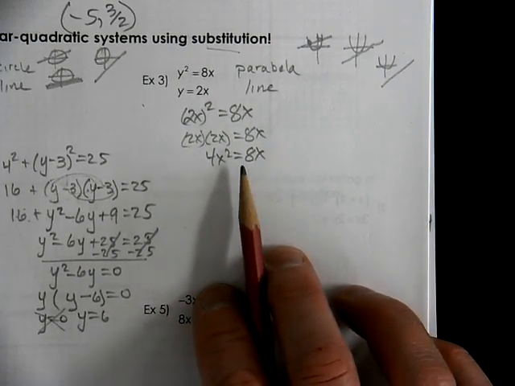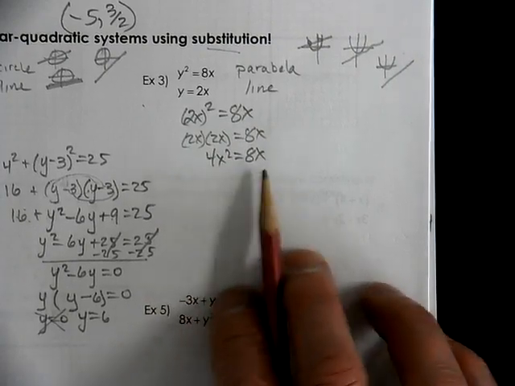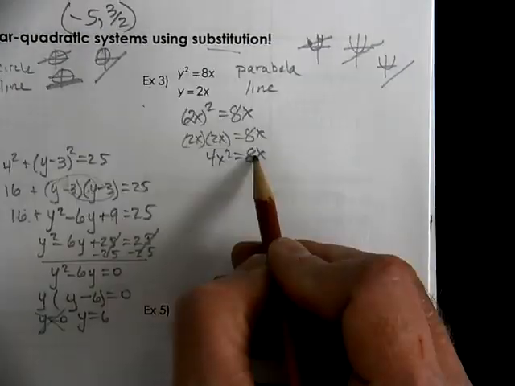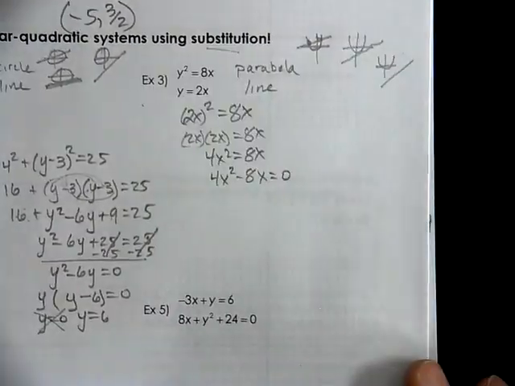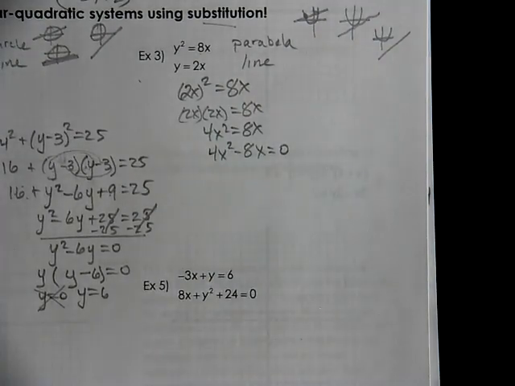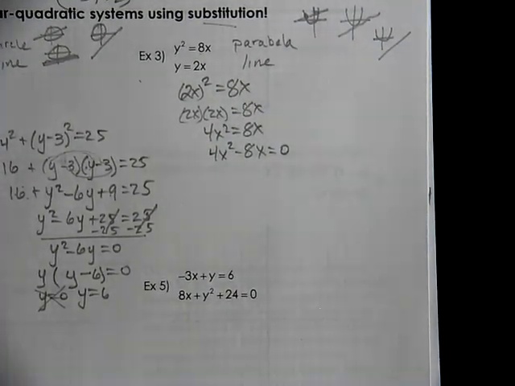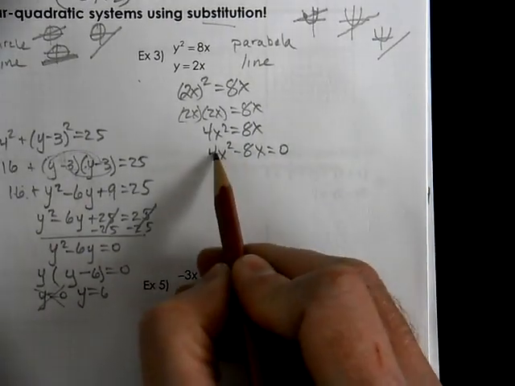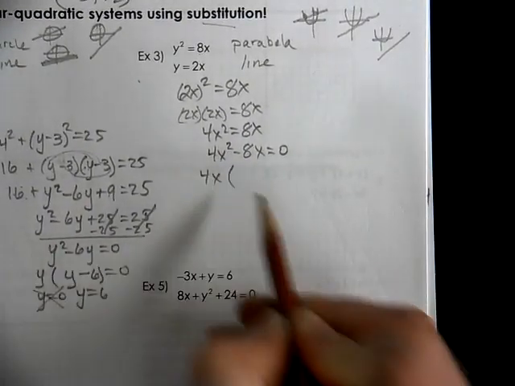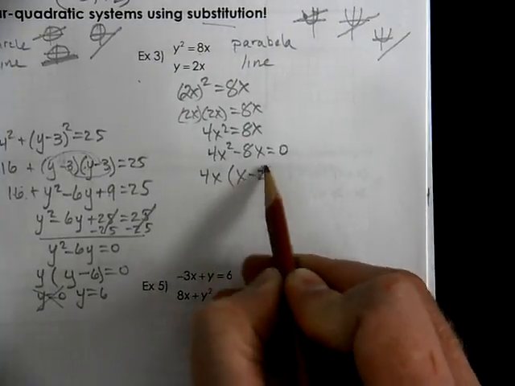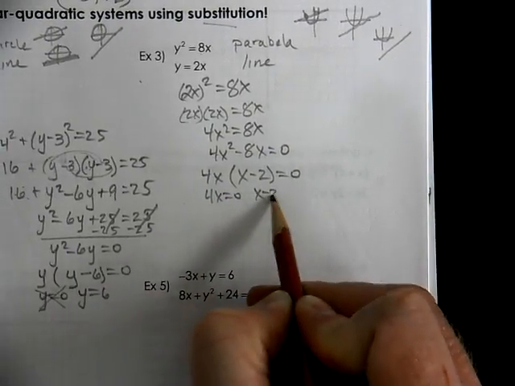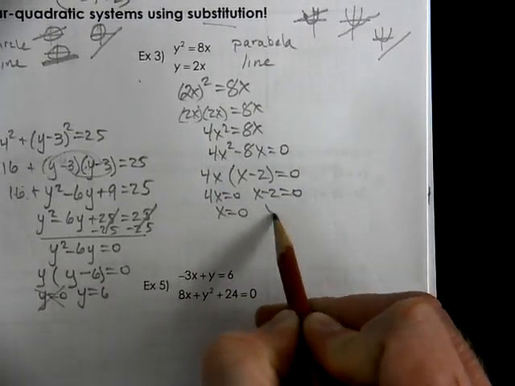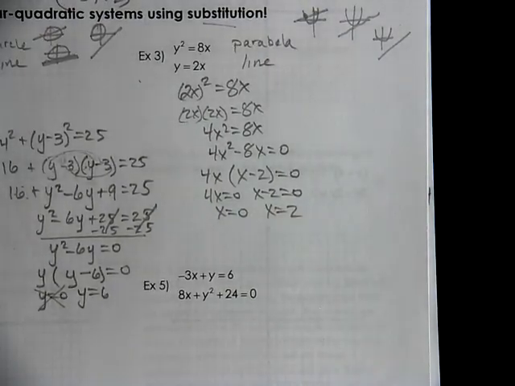I could divide by 4, but you cannot divide by the x. Don't divide by the x because you'll lose a factor. So let's just move the 8x to the other side. Whenever you have a b value, you need to move it over with your x squared. Now here, I have a GCF that I can pull out. And I do use my zero product property. And I get my two answers. It's going to happen at 0 and it's going to happen at 2.